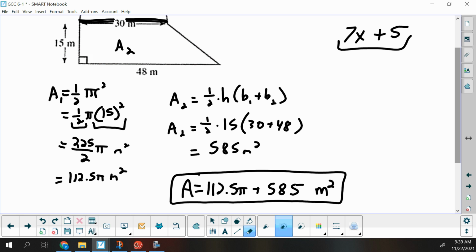So if you're in terms of pi, you can combine any like terms, things that have pi's or things that don't have pi's. But if they're not like terms, just leave them separate.